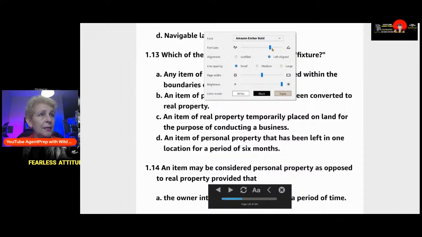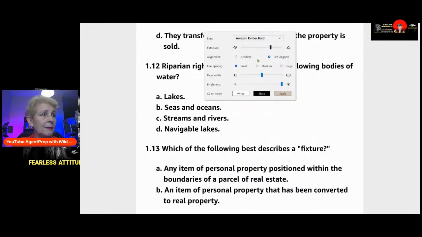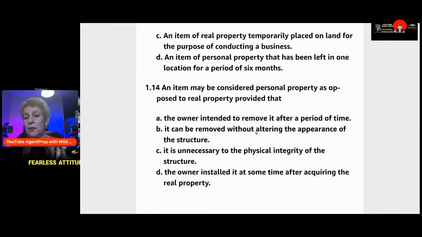All right, number 14. So for those of you who just came in, we're doing national questions that apply to all 50 states. An item may be considered personal property as opposed to real property, provided that A, the owner intended to remove it after a period of time. B, it can be removed without altering the appearance of the structure. C, it is unnecessary to the physical integrity of the structure. Or D, the owner installed it at some time after acquiring the real property.